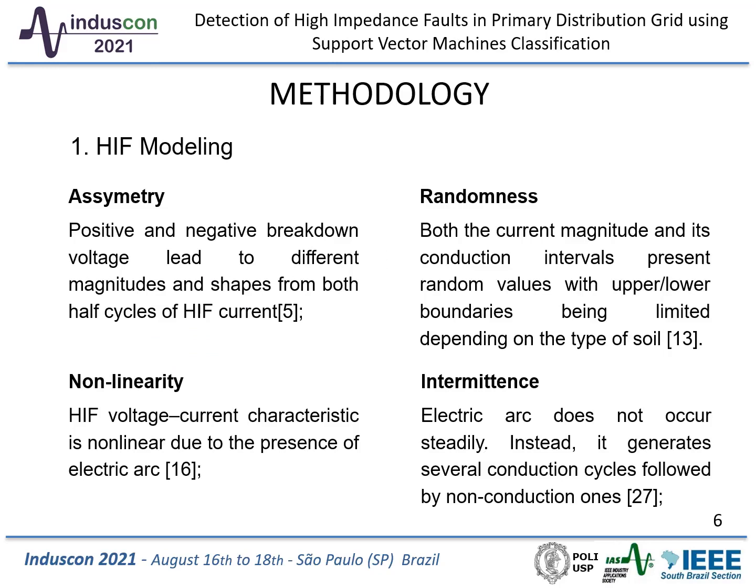To improve the HIF classification model, a better understanding of its current behavior is needed. Beyond its low current magnitude and the accompanying arc, HIF usually presents several electrical characteristics, some of which are described here: asymmetry, randomness, nonlinearity, and intermittence.